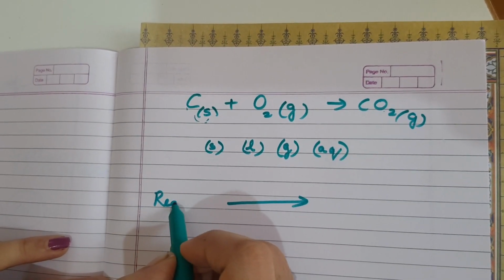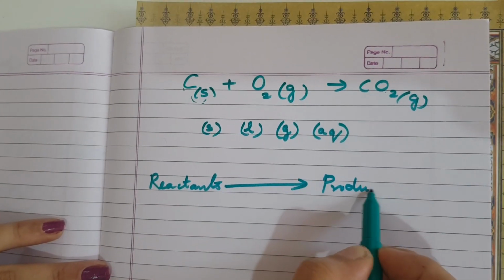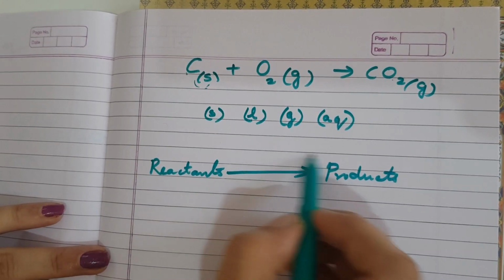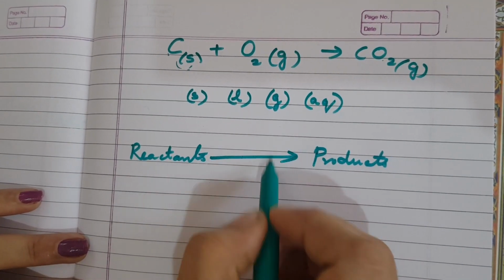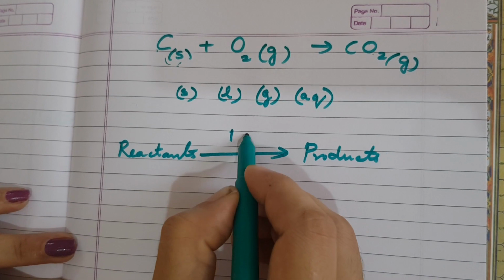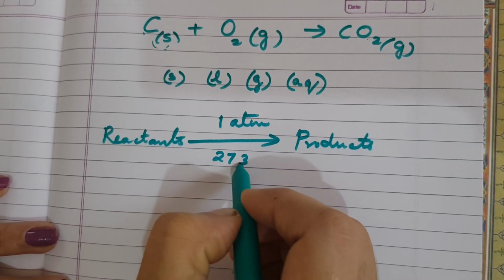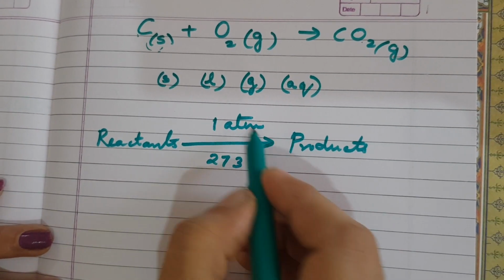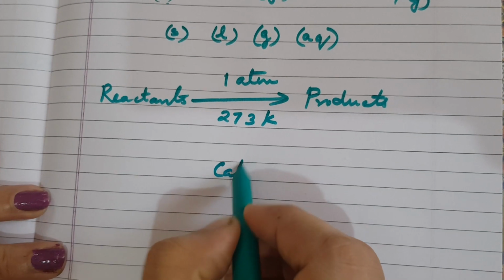If you have reactants on this side and products on this side, you can specify the pressure, the temperature and the reaction conditions on the arrow or below the arrow. Like some reactions take place at 1 atmosphere pressure or some reaction takes place at 273 Kelvin. You can write it on the arrow mark or below the arrow mark.